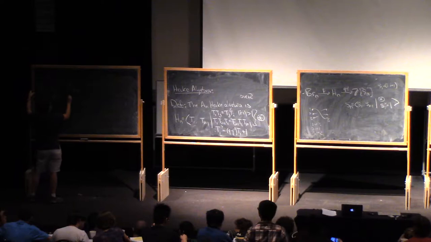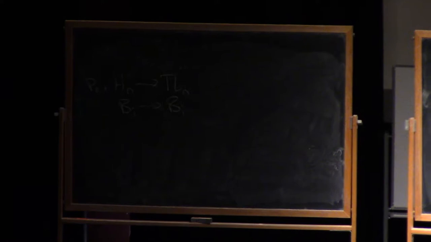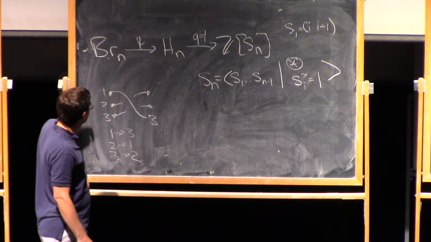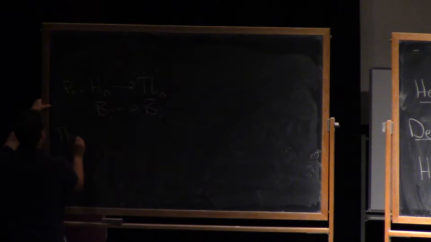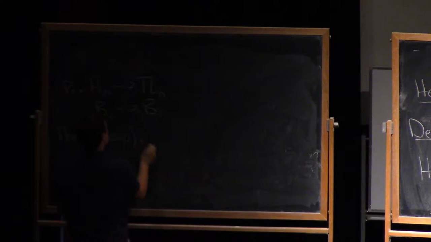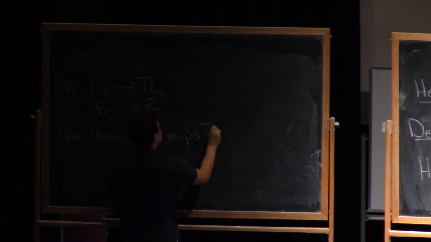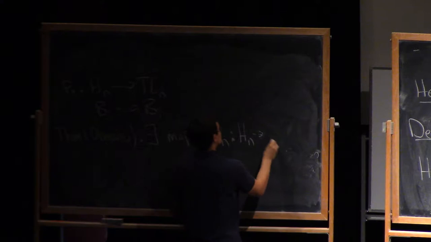All right, and so now what we're going to do is say that the HOMFLY polynomial is defined in much the same way that the Jones polynomial was. Put this down as the theorem of Ocneanu. So there exist maps TR_n mapping from H_n to, let me just say, Z[a, q].